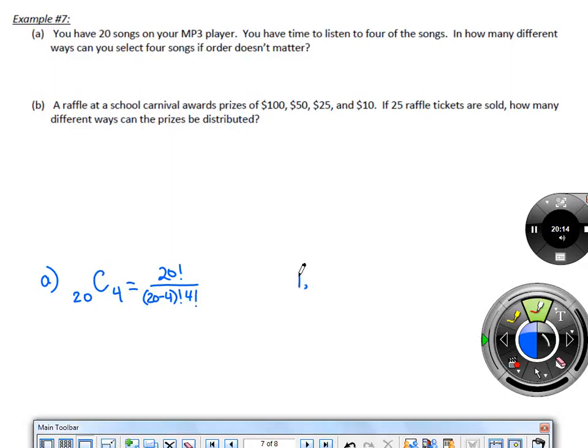Okay, for part B, it says a raffle at a school carnival awards prizes of $100, $50, $25, and $10. 25 raffle tickets are sold. How many different ways can the prizes be distributed? So I have 25 people, and I'm picking out 4 of them as winners, right? That part is fine. The question is, do I need to count this in a way where order matters or not? In other words, am I using a permutation or am I using a combination?